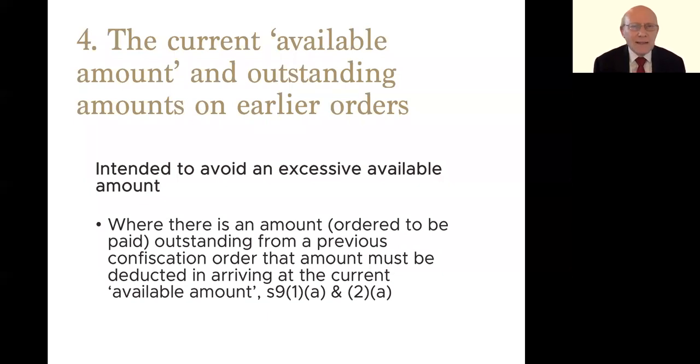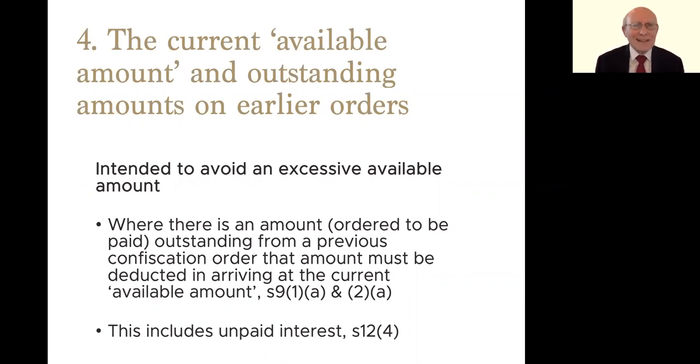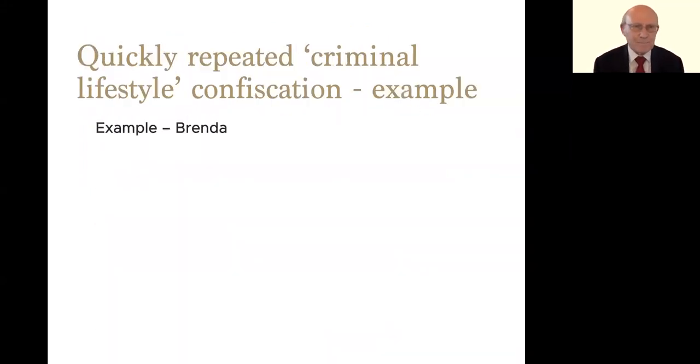So where there is an amount which has been ordered to be paid in a previous confiscation and is outstanding, that amount has to be deducted in arriving at the defendant's current available amount. All through here, I've put some references on the slides to section numbers so that you can look back and quote them if you need to. And of course, unpaid interest is treated as part of the order. So if there's outstanding amount plus interest, that has to be deducted in arriving at his current available amount.